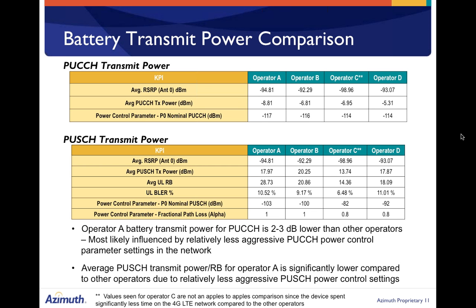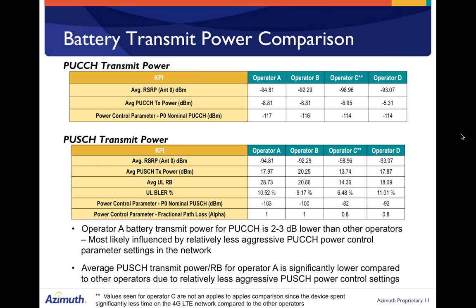So the second case study over here is more related to battery and transmit power comparison. Obviously, when you're doing these downloads and uploads during your operator benchmarking test, it's important to understand what kind of transmit powers are being used by the UEs on these different networks, because if the transmit power being used for data transfer is very high for one operator compared to another, that could mean that the battery drain or the battery life of the same UE may be poor for one operator compared to another.